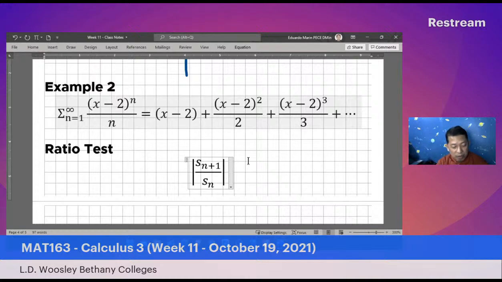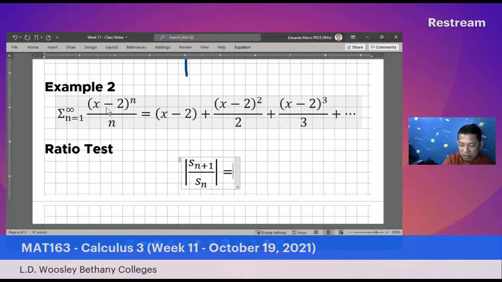We could apply that here. So what would be the partial sum n plus 1? Of course, we just need to substitute. There must be a substitution here. If we take it from the definition of the expression, if n is n minus 2 raised to n, then n plus 1 is definitely n minus 2 raised to n plus 1. That would be the case.